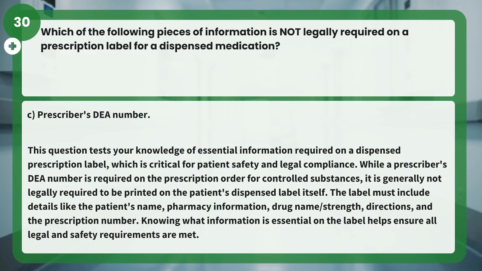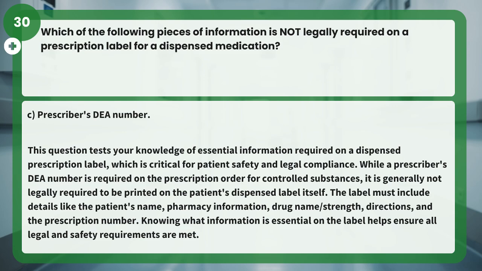Answer C. Prescriber's DEA number. This question tests your knowledge of essential information required on a dispensed prescription label, which is critical for patient safety and legal compliance. While a prescriber's DEA number is required on the prescription order for controlled substances, it is generally not legally required to be printed on the patient's dispensed label itself.